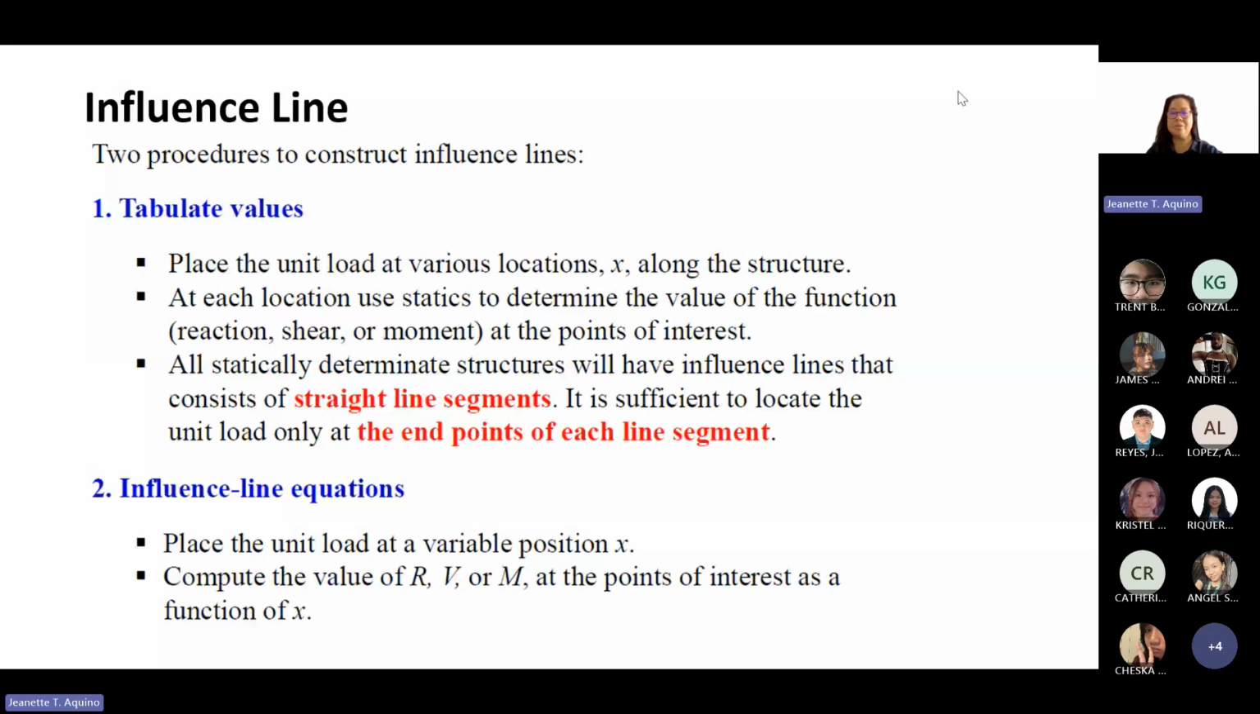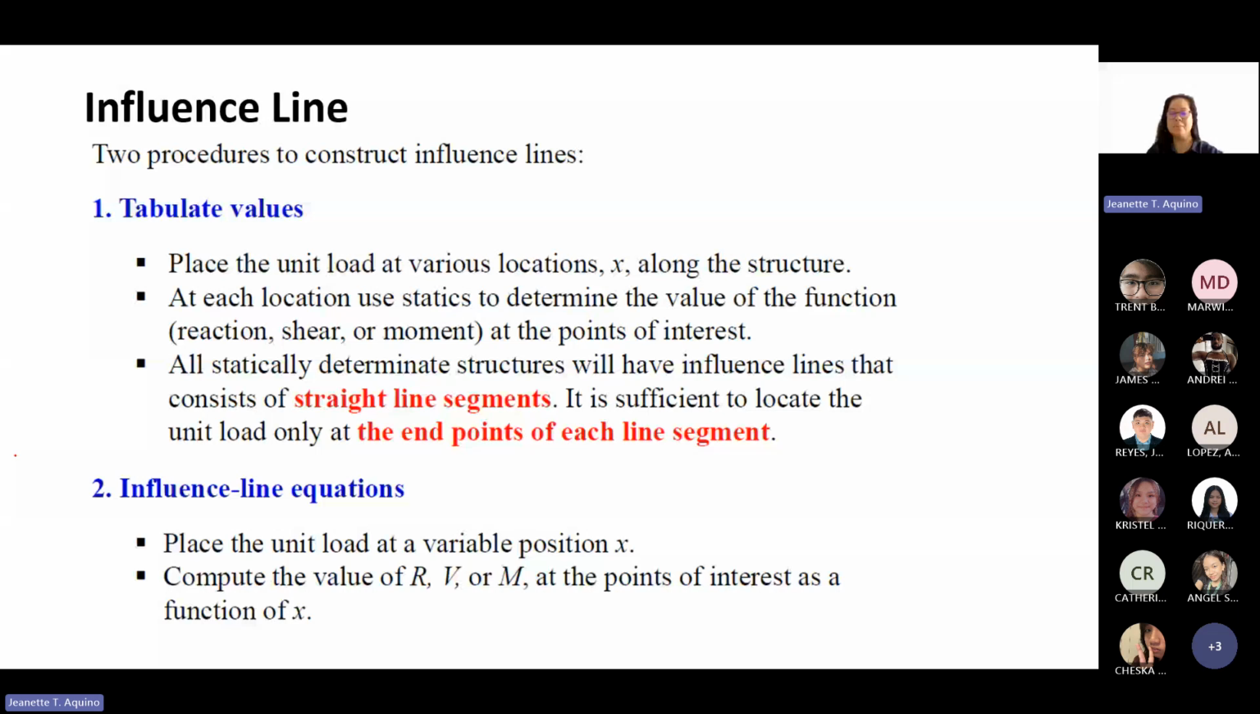At each location, use statics to determine the value of the function, reaction, shear, or moment at the point of interest. For a structure that consists of straight line segments, it is sufficient to locate the unit load at the endpoints of each line segment.